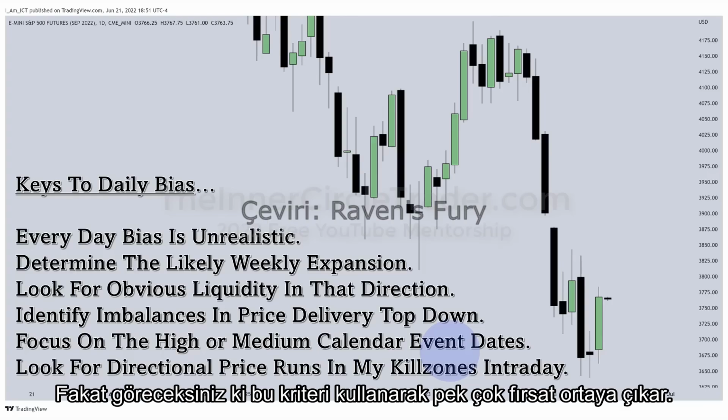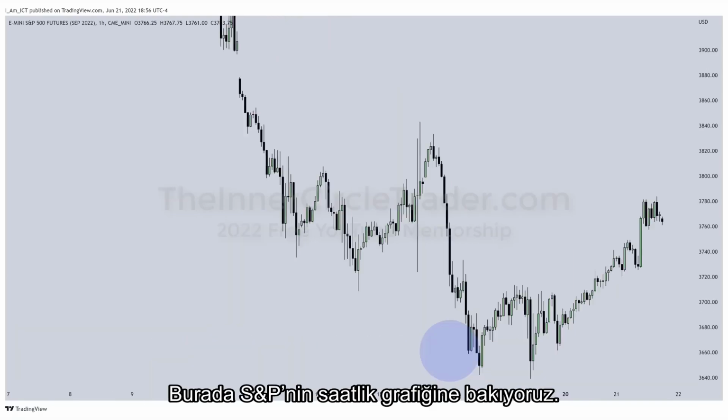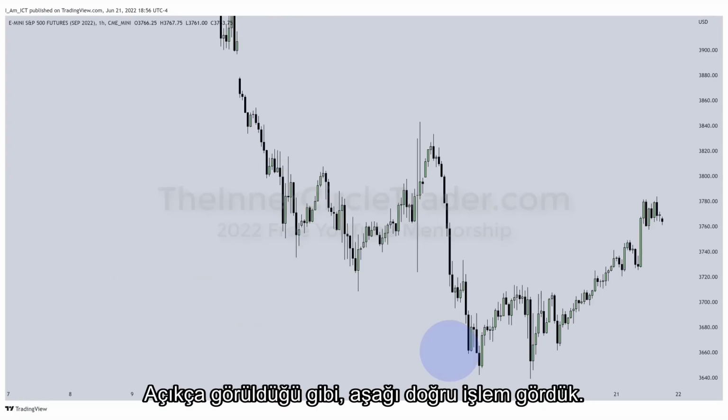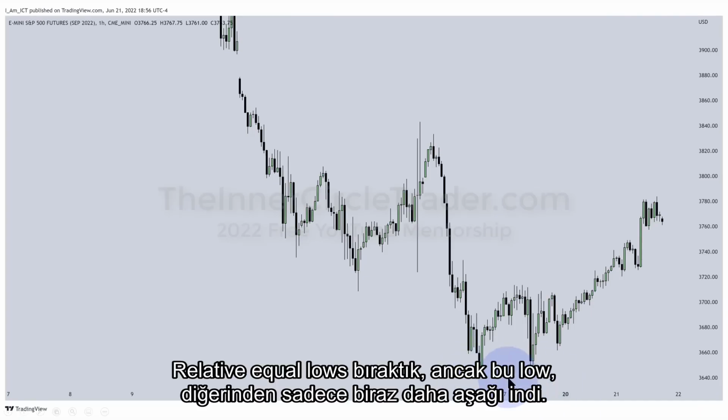But you'll see that there's a lot of opportunities using this criteria. And it's very forgiving for you as a developing student because it's already given you permission not to know the daily bias outside of these rules. All right, so we're looking at the hourly chart here on the S&P. Obviously, we've traded down. We left relative equal lows, but this low went just a little bit lower than that one. That's all we need.